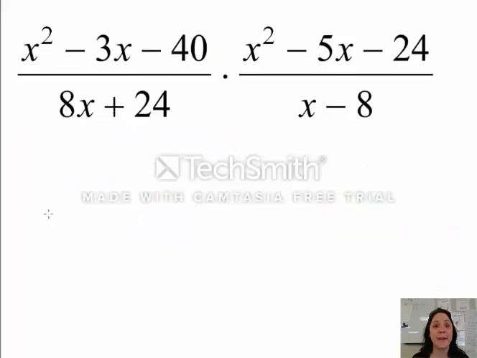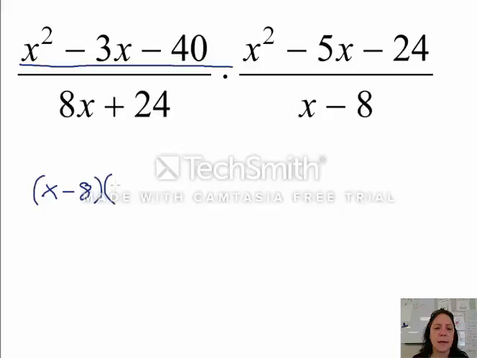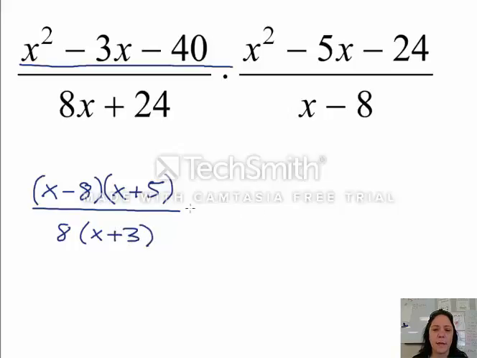All right, we're getting close to the 5-minute mark, so just one more. Let's start by factoring this quadratic. Two things that multiply to negative 40 and add to negative 3. I'm going to go with x minus 8, x plus 5. And to factor the bottom, I can factor out an 8, and that gives me x plus 3. And I'm multiplying that by another expression that also needs factoring. Let's put the x minus 8 on the bottom.